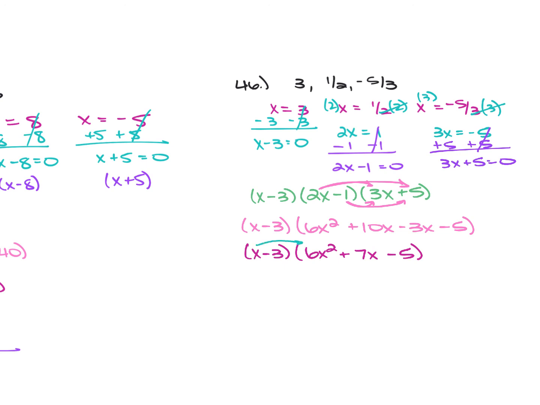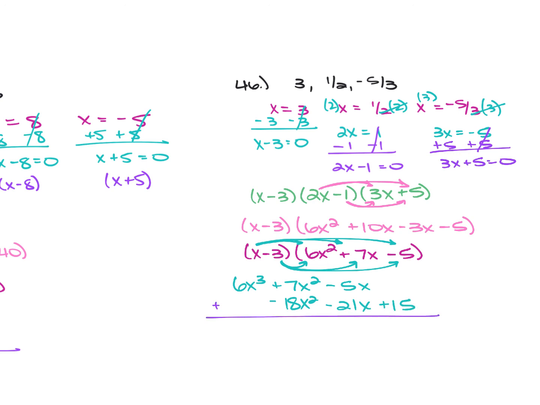So x times 6x squared is 6x cubed. X times 7x is 7x squared. X times negative 5 is negative 5x. Now distribute the negative 3. Negative 3 times 6x squared is negative 18x squared. Negative 3 times 7x is negative 21x. And negative 3 times negative 5 is positive 15. Combine your like terms. This gives you 6x cubed minus 11x squared minus 26x plus 15.